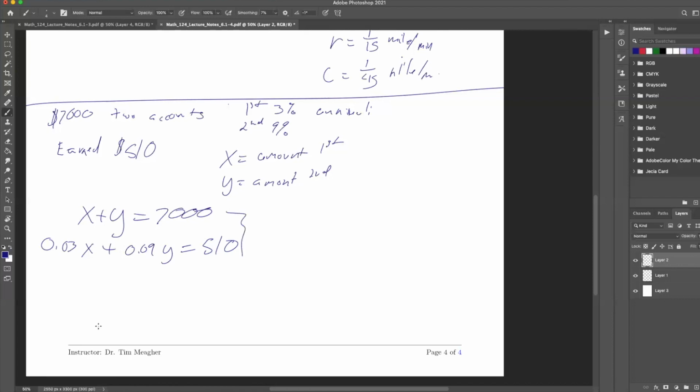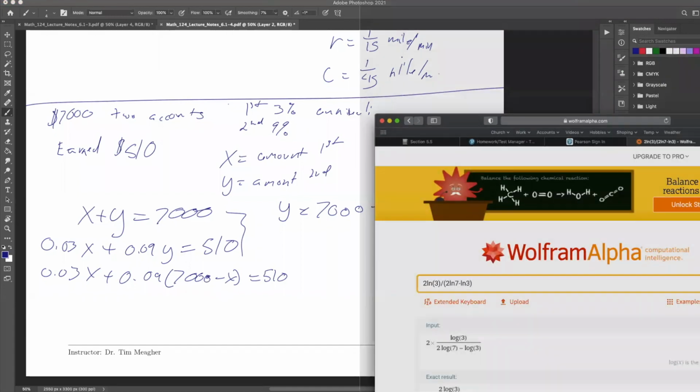And so this is just nothing more than a system of equations. And so I use substitution, right? I solve Y is equal to 7,000 minus X. And so here I'll have 0.03 X plus 0.09 times 7,000 minus X equals 510. And then, honestly, I just have Wolfram Alpha solve it. So that's what I'd honestly do. Here we go. Just bring this up.